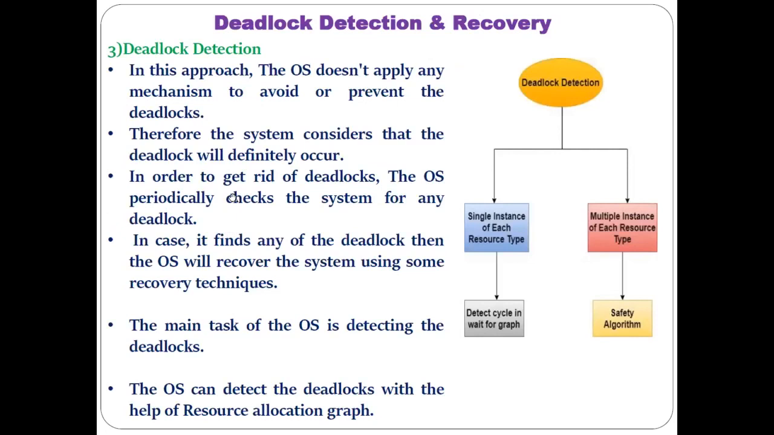If you compare the previous two techniques with this technique, deadlock detection, the approach applied is not related to preventing or avoiding the deadlock. Here, this technique works when the deadlock has already occurred. In this approach, the operating system does not apply any mechanism to avoid or prevent the deadlock. This approach considers that the deadlock has already occurred or will occur. So in order to get rid of the deadlock, the operating system periodically checks the system for deadlock.